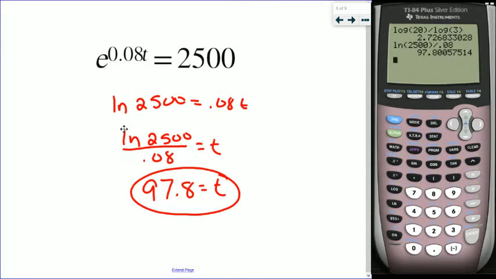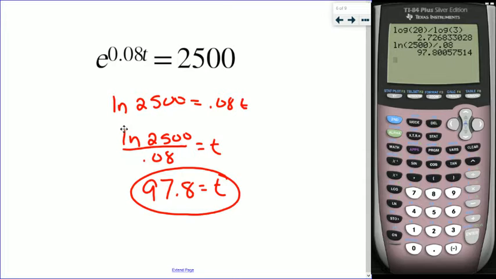All right, so converting into a logarithm actually turns this into a natural log because our base is e. So we have a natural logarithm of 2500 equals our exponent, which is 0.08t. Our goal is to get t by itself, so I divided both sides by 0.08, and then typed into the calculator, natural log of 2500 divided by 0.08, and we got the number 97.8 and some change, but not enough to round anywhere up. So 97.8 is our value for t.